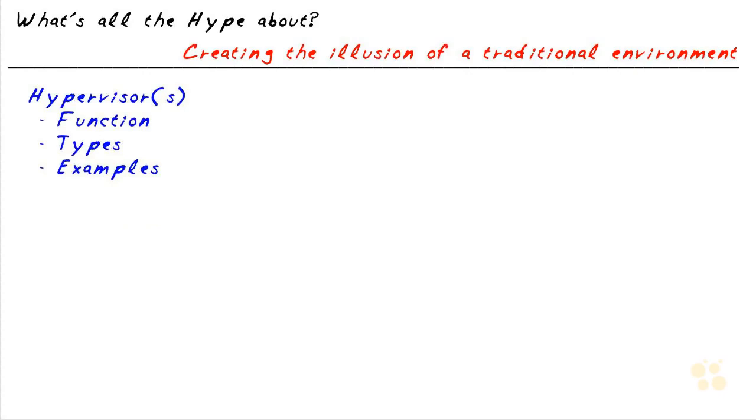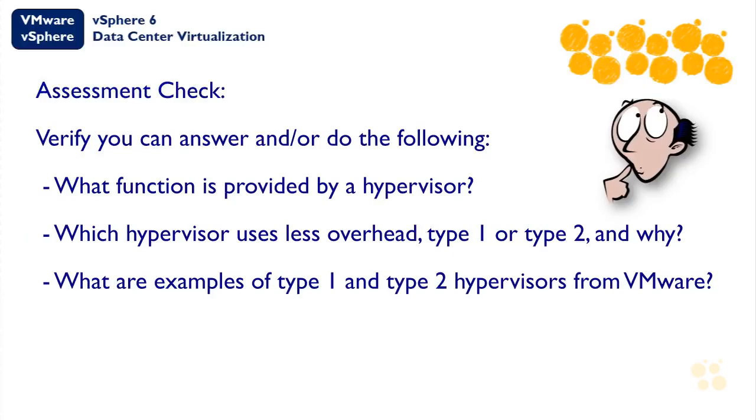In this nugget, we've taken a look at the concept of a hypervisor, creating a virtualized environment for another operating system to go ahead and run. One of the tools that I've embedded for you and I to use at the very end of many of these nuggets is a quick assessment, just to make sure that we got the concepts that were taught in this nugget. So as a result of your and my time together in this nugget, we should be able to answer the following questions. What function is provided by a hypervisor? Which hypervisor uses less overhead, a type 1 or type 2, and why? And third, what are examples of type 1 and type 2 hypervisors that are created and produced by VMware?